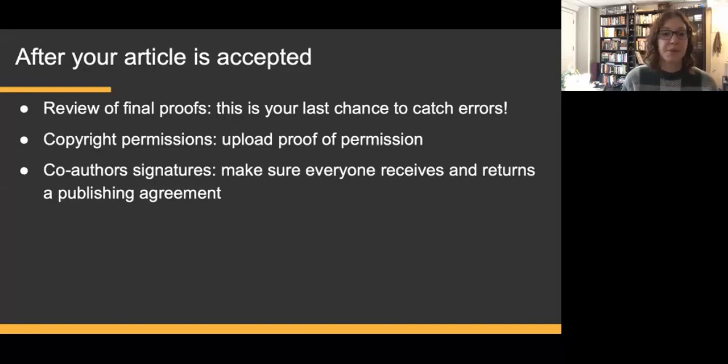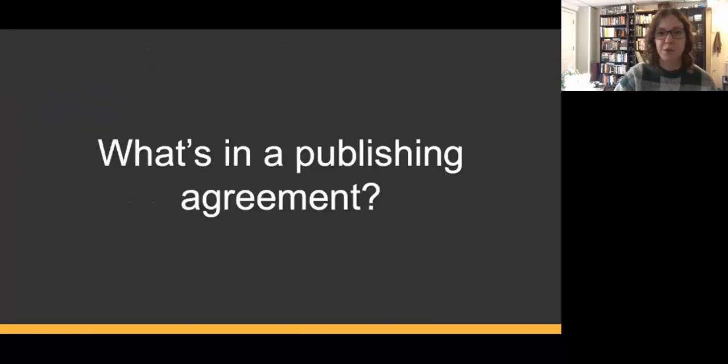Copyright permissions. If you have been accepted for publication and you needed to get those permissions, you will just be doing a giant round of uploading, probably a bunch of PDFs tied to each one of those tables, figures, whatever you used. And you're going to be getting signatures from each of your co-authors. So you may be responsible for corralling this, or you may just need to make sure that every other author has received, possibly by email, a publishing agreement, and that they have all returned the publishing agreement so that the article can move forward.